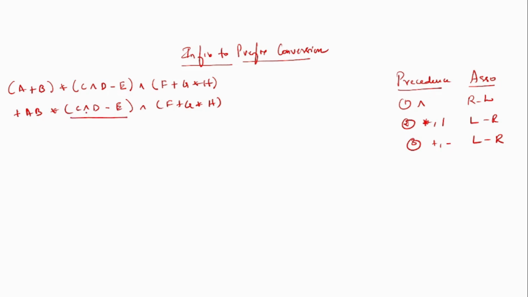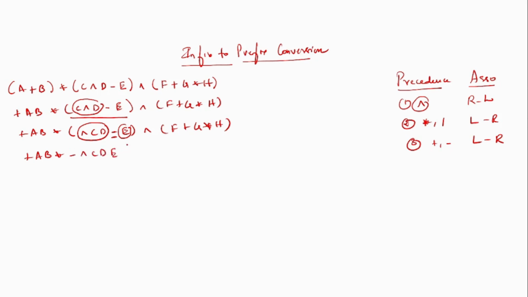Here I have two operators, exponential and minus. Exponential has greater precedence than minus, therefore I will solve this one first. Correct? C is operand 1, D is operand 2, plus AB star, to the power CD minus E. Write down the rest of the expression as it is, as I have told you. Now minus is yet to be resolved, and this is the parenthesis we are solving. Therefore this is operand 1 and E is operand 2, plus AB star minus to the power CD E, right?